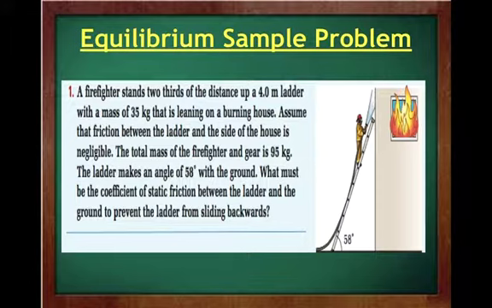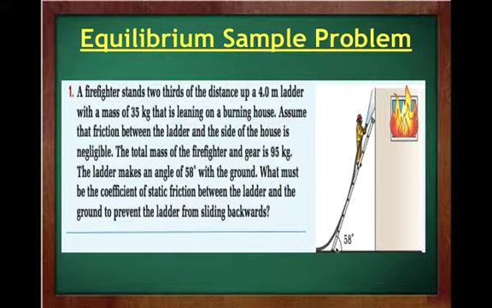So here's our situation. We have a firefighter that stands 2/3 of the distance up a 4.0 meter ladder. The ladder has a mass of 35 kilograms and it's leaning against a burning house. Assume that the friction between the ladder and the side of the house is negligible, right? So we're assuming there's no friction occurring in the interaction between these two objects, okay? The total mass of the firefighter and the gear that they're wearing is 95 kilograms. We know that the ladder makes a 58-degree angle with the ground, and it's asking what must be the coefficient of static friction between the ladder and the ground to prevent the ladder from sliding backwards, right?